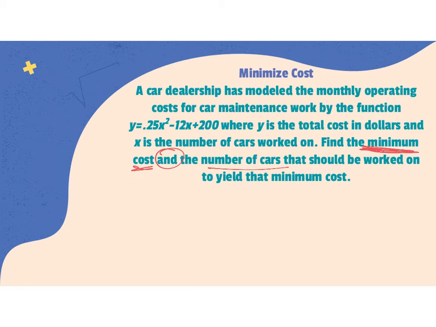So the fact that it's asking me for the minimum tells me that I'm looking for the vertex. Okay, this is an opening up parabola. My a value is positive, so it's going to open up, which means that's why I have a minimum down there at the bottom. I still use the same equation. I'm going to do x equals the opposite of b over 2a. In this case, that's positive 12 divided by 2 times 0.25. That's 12 divided by 0.5. 12 divided by a half is 24.